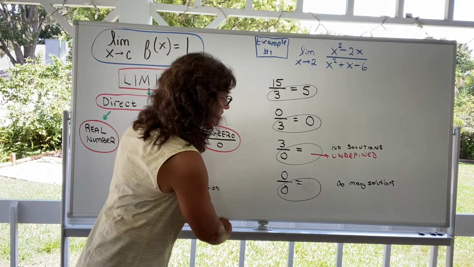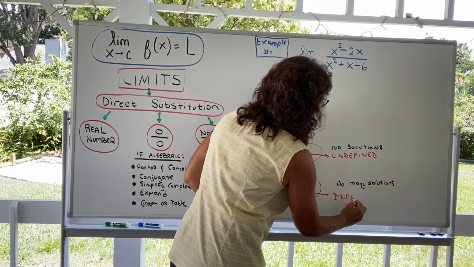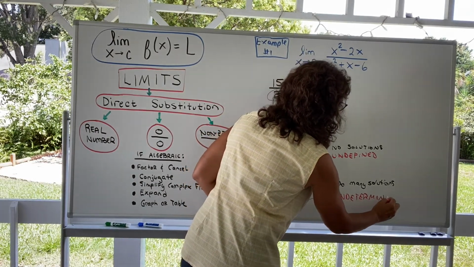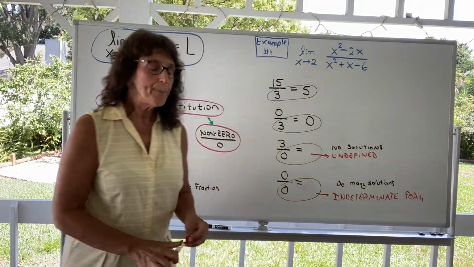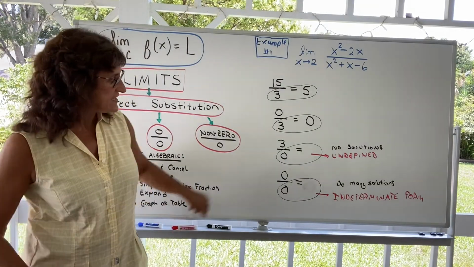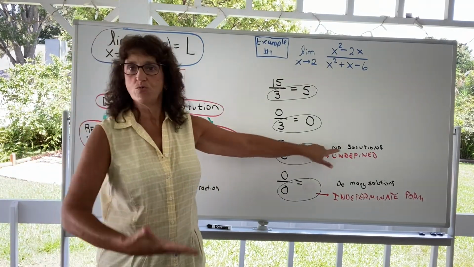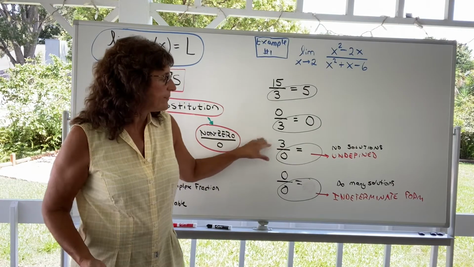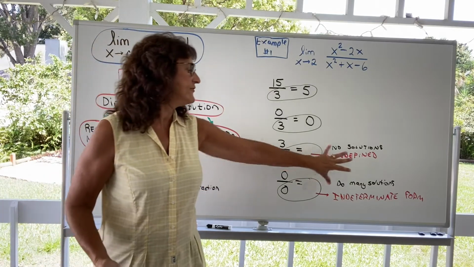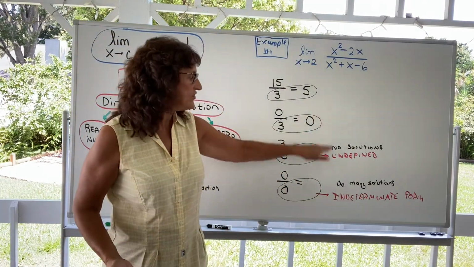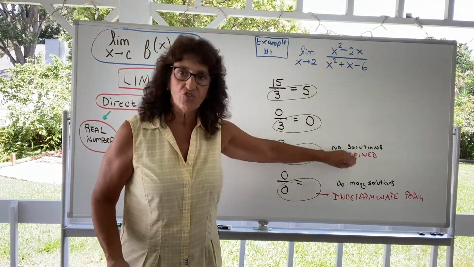So this situation, 0 divided by 0, is called indeterminate form. The point being that when you have 0 divided by 0, there are infinitely many solutions. Non-zero divided by 0 has no solutions, and this is your undefined, because you don't have any solutions. You can see how different these two situations are.